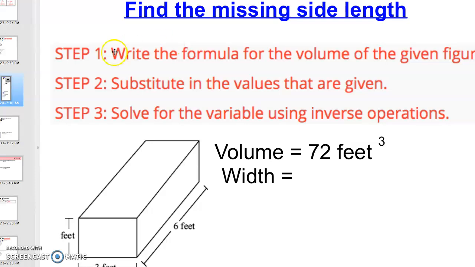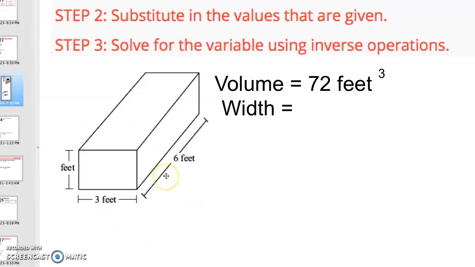We're going to start. Step one is always to write the formula of the volume. Step two, you'll substitute in the values that are given in the problem. And then step three, you solve for your variable by using inverse operations. So here's a rectangular prism, and the volume is 72 feet. It tells us that the length is 3 feet and the width is 6. The height is what we don't know. It could be height or width. The dimensions don't matter. You just know that you're finding one of them.